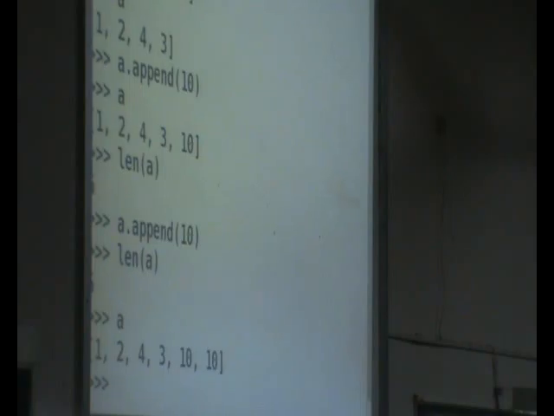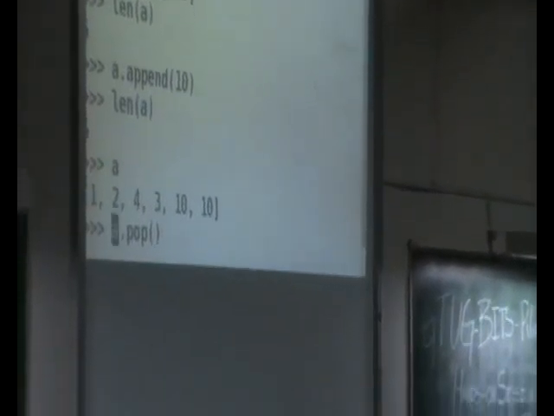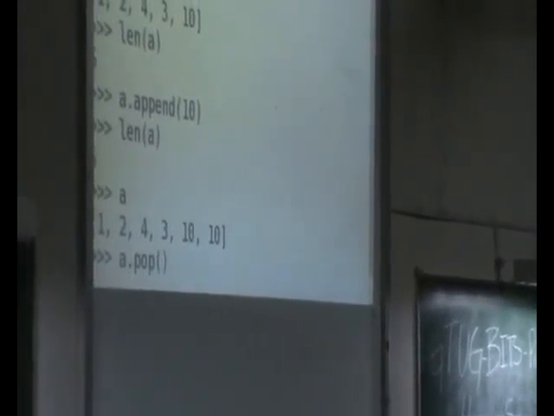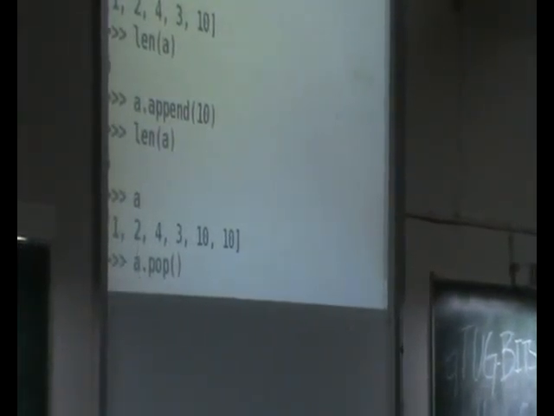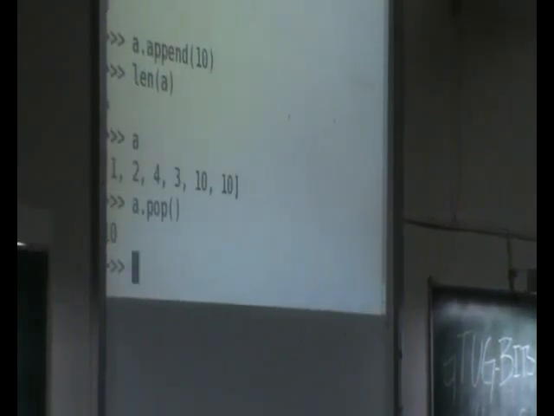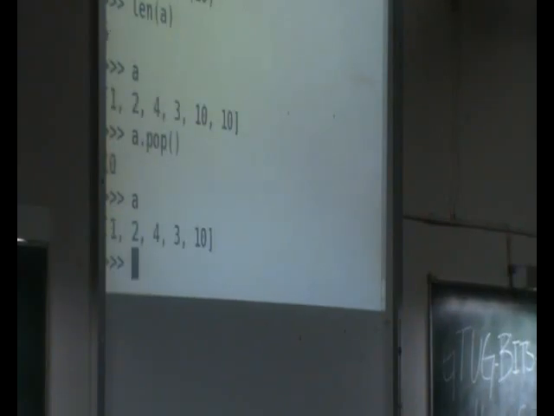So lists in Python are of arbitrary length, dynamically increasing, decreasing, or whatever. For the computer science students out there, what does a.pop do? It pops the 10, and now we have just removed the last 10 from it.